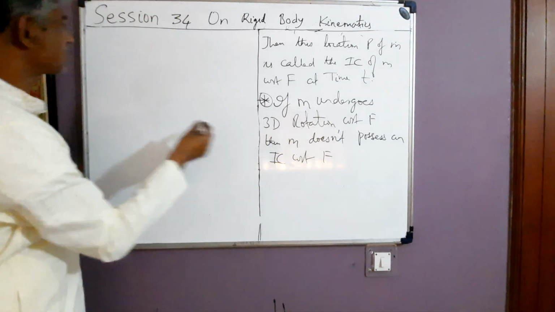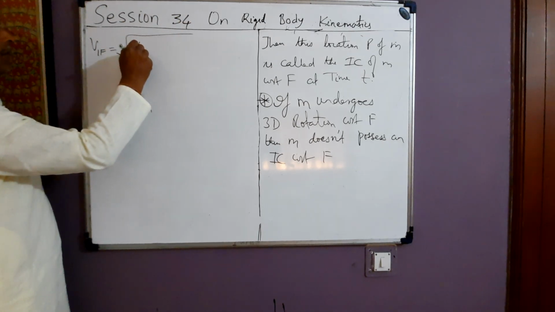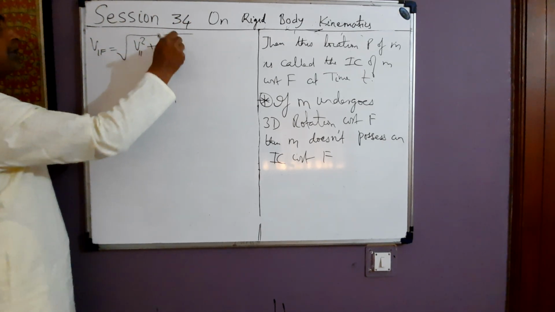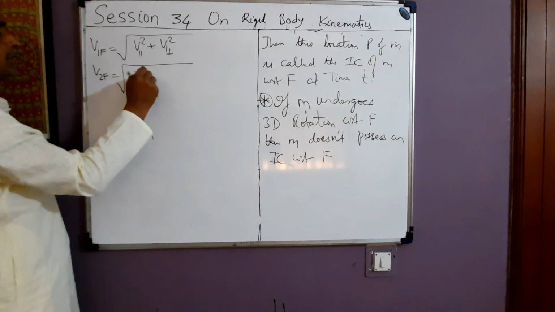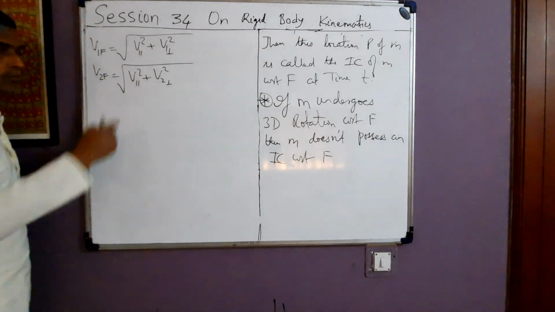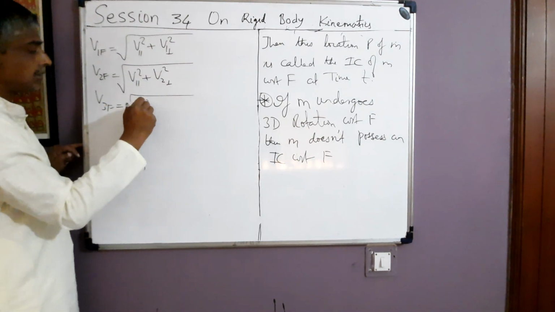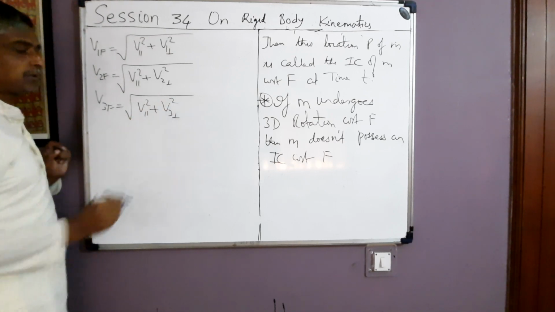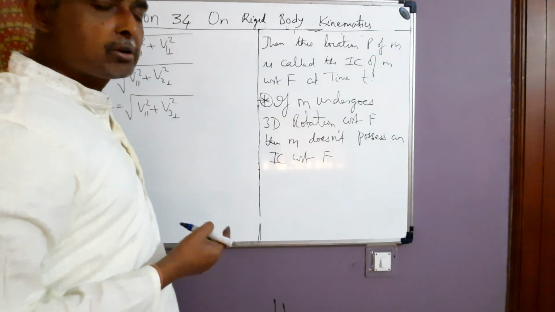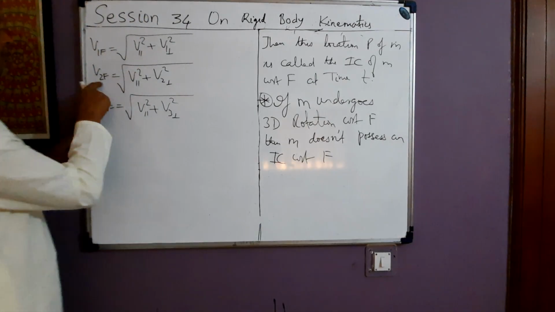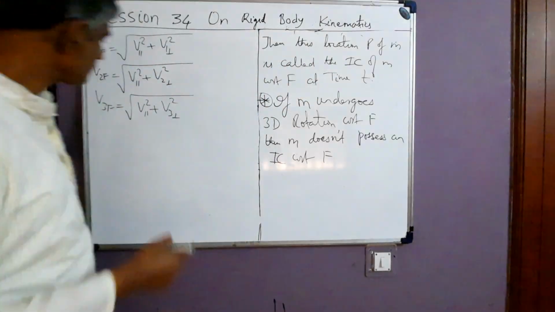See, reason is this. A formula which I wrote just now: V1F I wrote as V parallel square plus V1 perpendicular square. V2F is equal to V parallel square plus V2 perpendicular square, and V3F is equal to V parallel square plus V3 perpendicular whole square. V1F is the speed of location P1 of M with respect to F at time t. This V2F is the speed of location P2 of M with respect to F at time t.